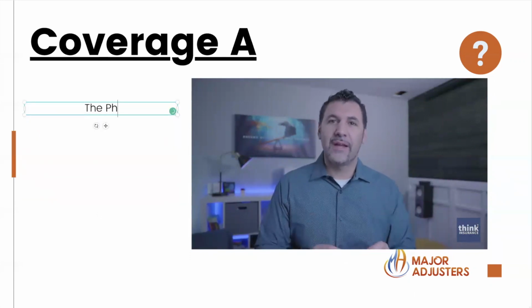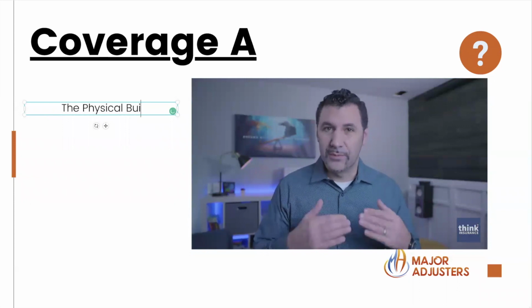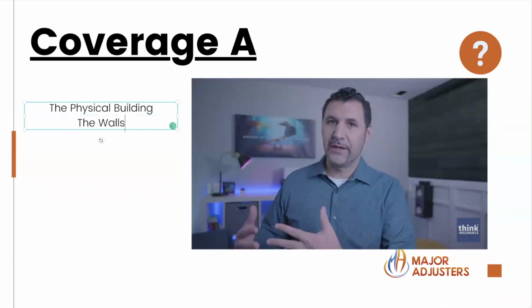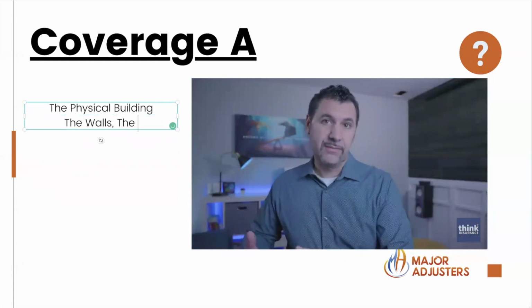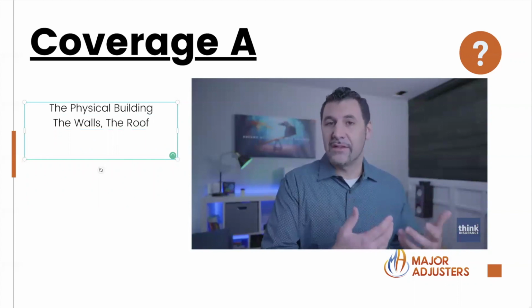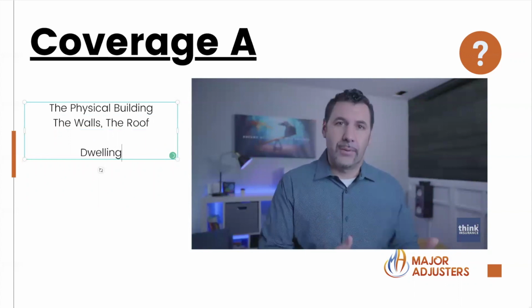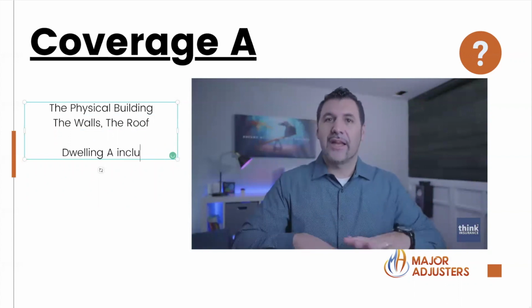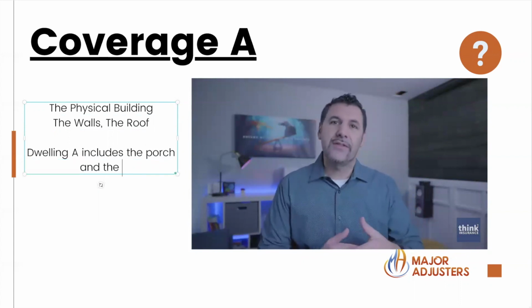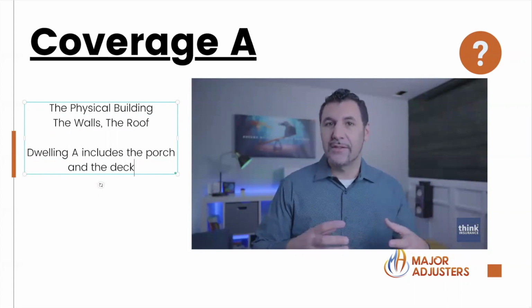There's a couple times where pieces are added onto the home, like a deck, and that's bolted on, just like a car. If anything's bolted onto a car, that's considered part of the vehicle. With homeowners, that's the same exact scenario. Dwelling A includes a deck, a porch, anything that's connected, even the concrete patio, even though it might not be directly touching, unless there's a several foot gap. They're going to consider that Dwelling A.